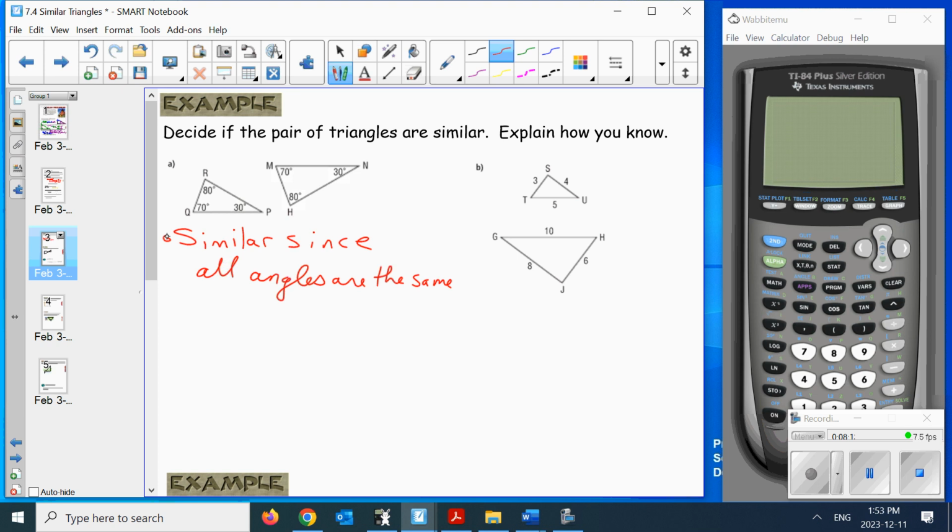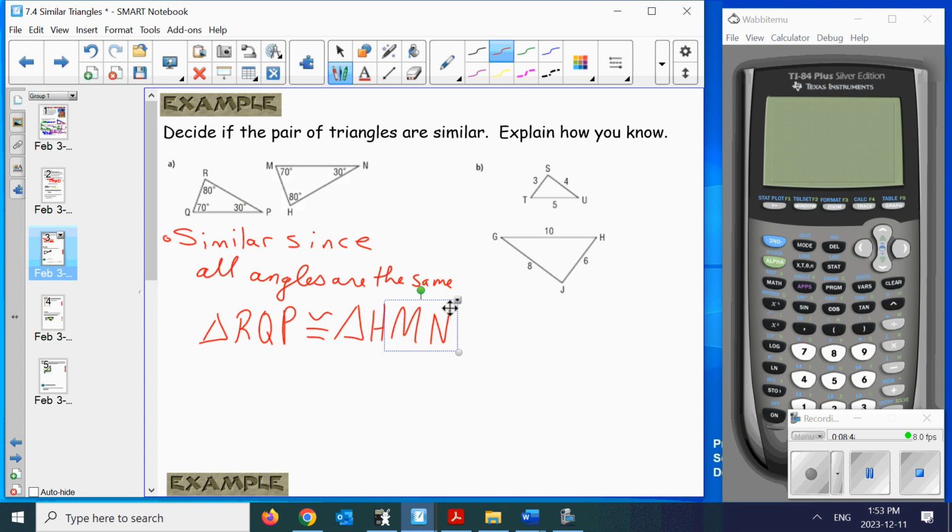Can someone name the smaller triangle with the letters? And I'll use that order. Triangle what? Triangle RQP is congruent or similar to triangle... Which side is like the R on the other one? Or which angle? H. So we have to go in this order. Since you went R, Q, then we have to go to H, then M. It has to be done in that order.